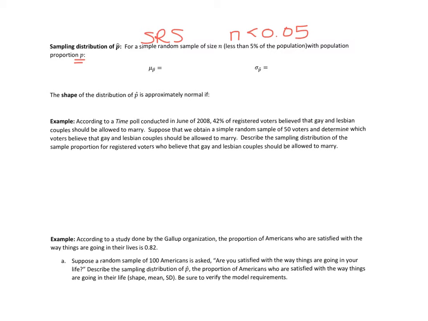Then mu of p hat, the mean of our sampling distribution, ends up being p. And the standard deviation is p times 1 minus p over n, and we take the square root. Both of these formulas will be on your formula sheet. And then finally, the shape of our sampling distribution for p hat is going to be approximately normal if, and this should look familiar to you, n times p times 1 minus p is greater than or equal to 10.